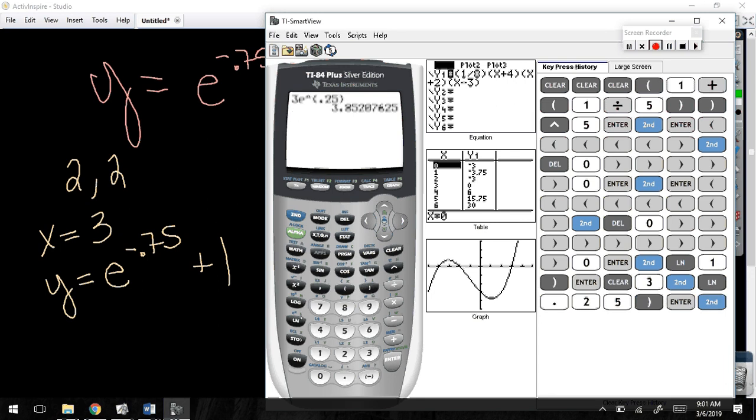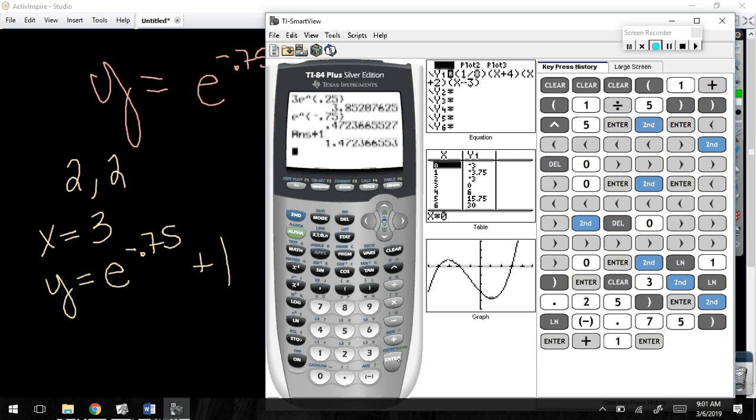I got 1.4. I do that and then I add 1, because 3 minus 2. But I just added the 1 instead of doing it after. And it would have worked because exponents come before addition in the order of operations. Yeah, 1.47.